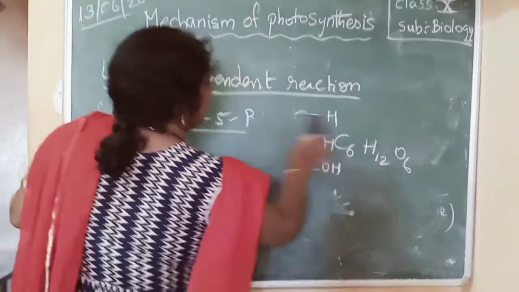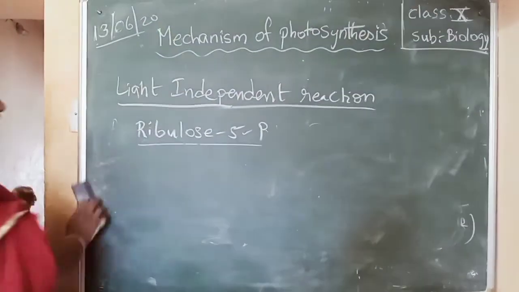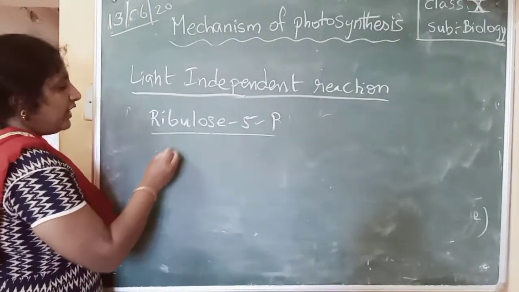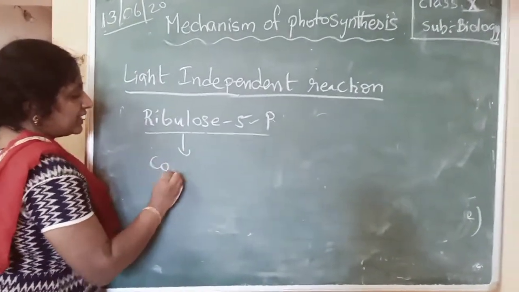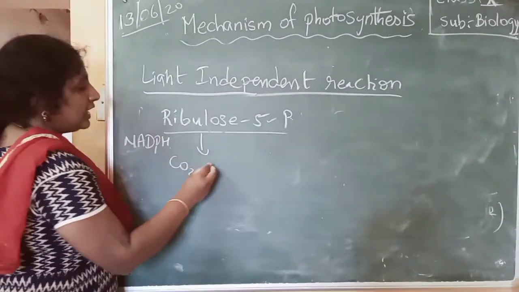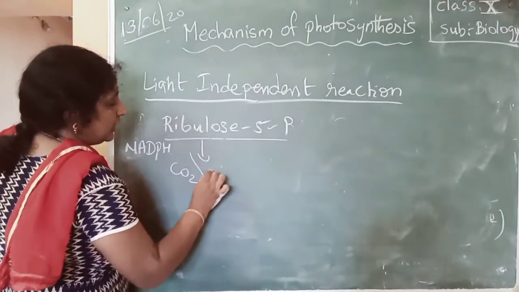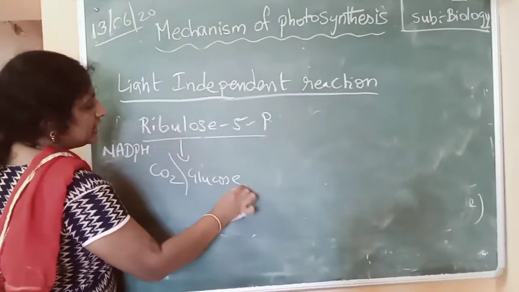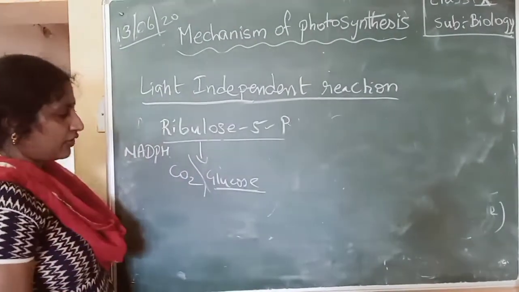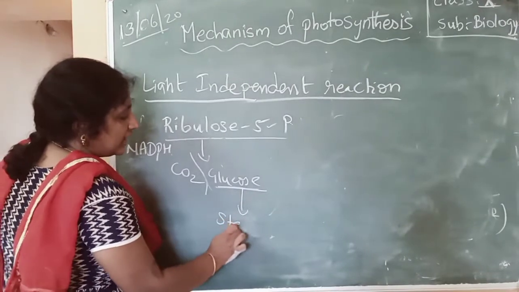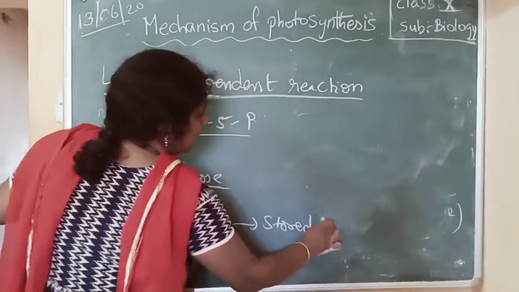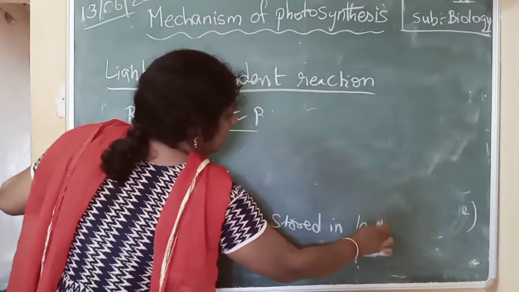So just remember that in the dark reaction, ribulose 5-phosphate which is present inside the cell will combine with carbon dioxide in the presence of NADPH and form glucose. This glucose is the food material. So photosynthesis has occurred. Glucose has formed. After some time this glucose is converted into starch and stored in the plant, in leaves or other plant parts.